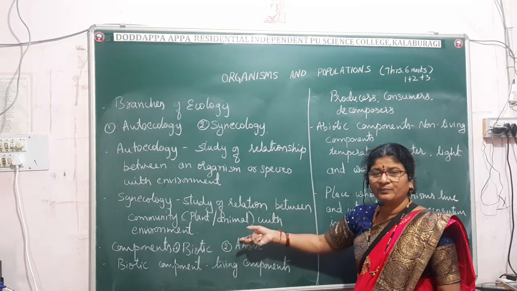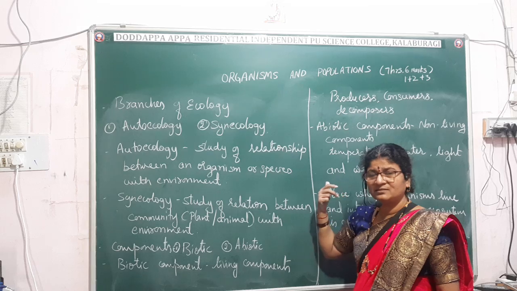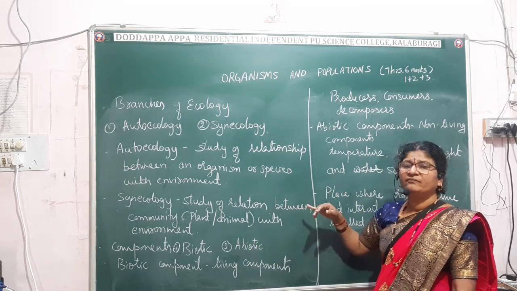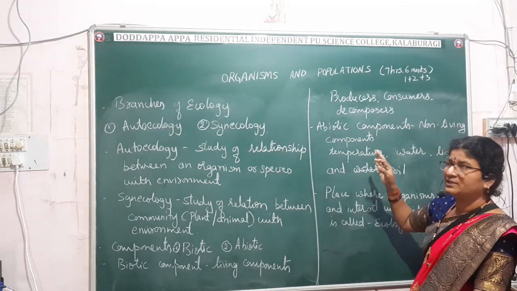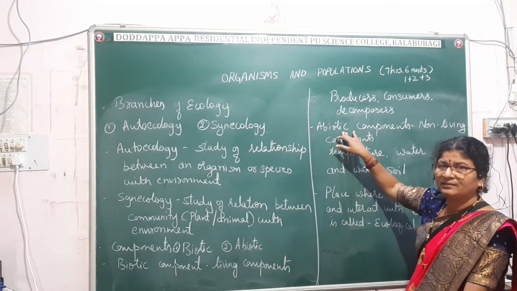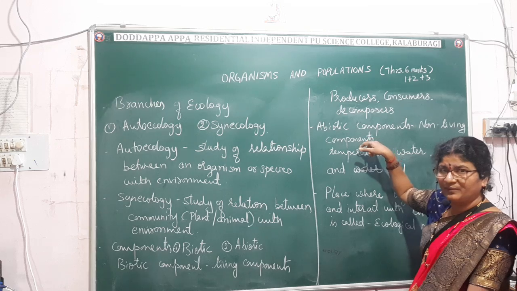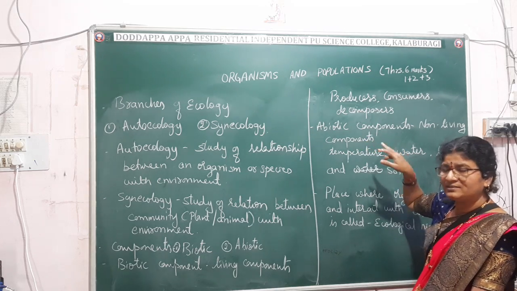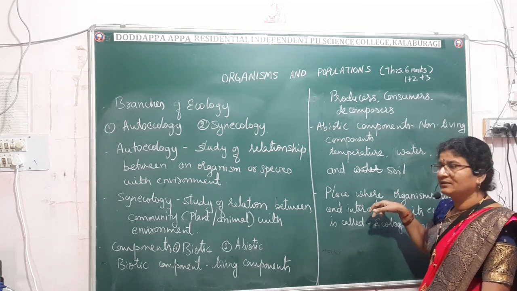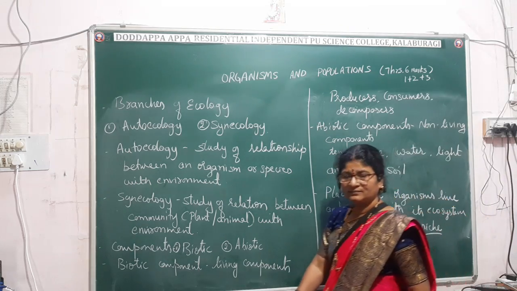Now I told you biotic and abiotic factors. Biotic factors are the living components of the ecosystem, which include producers, consumers and decomposers. Abiotic components mainly include the non-living components of the ecosystem, that is temperature, water, soil and light. Now let us go to the next point.